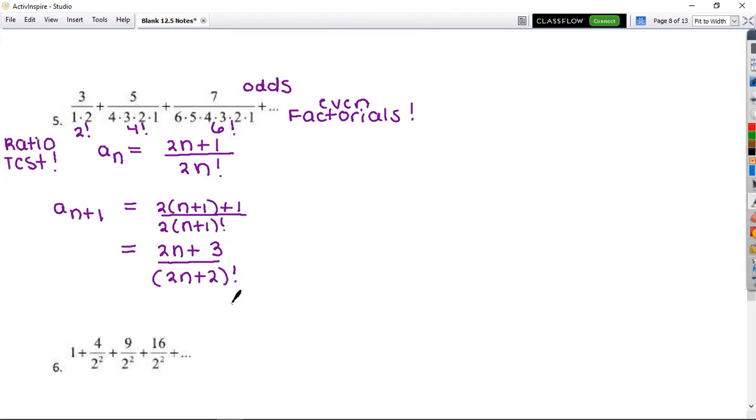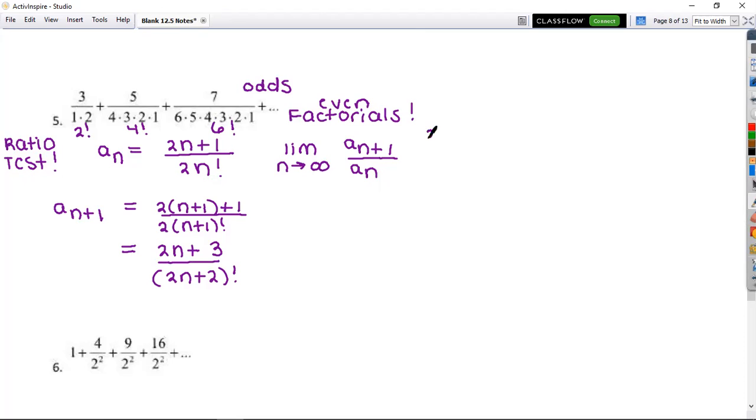All right, so now you're going to do your limit formula. So the formula states that the limit as n approaches infinity of a sub n plus 1 divided by a sub n will give you your r value. So you're going to substitute into this one. So I am going to sub in the bottom.